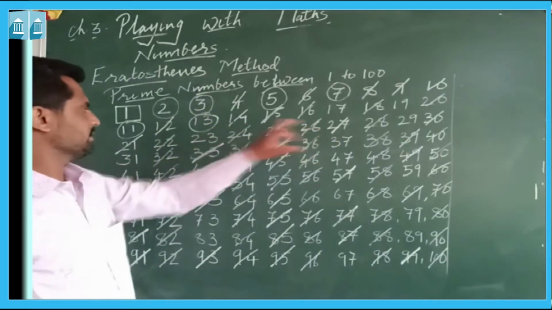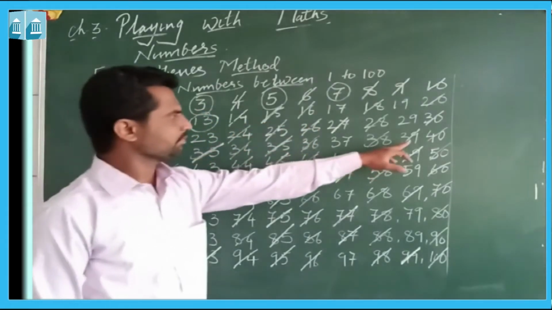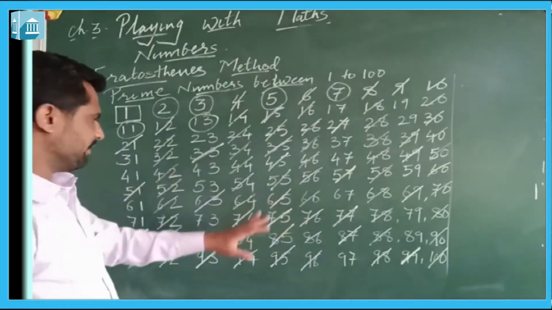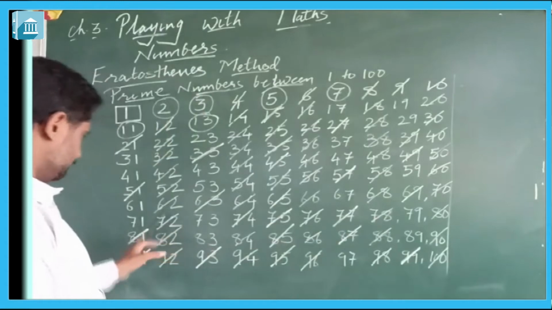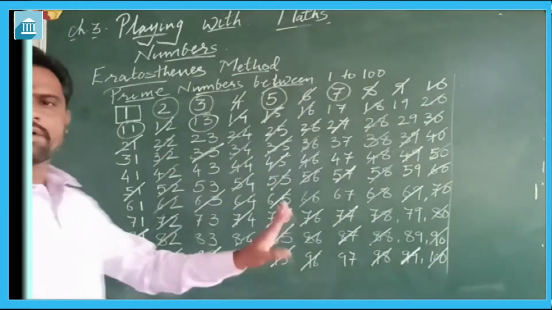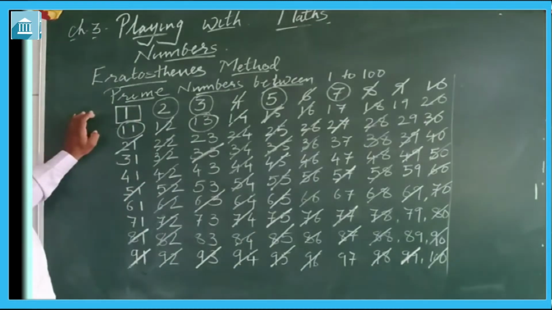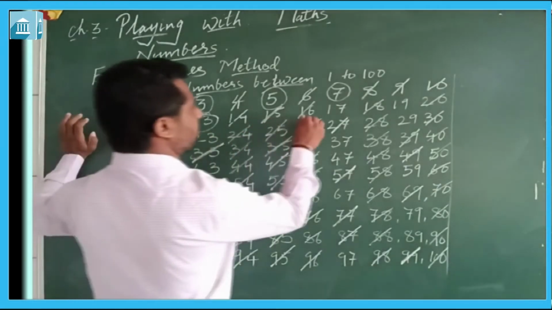13, 26, 39, then 52, 65, 78, 91 and all are cut. So now just see which are the remaining numbers and make a round around them.